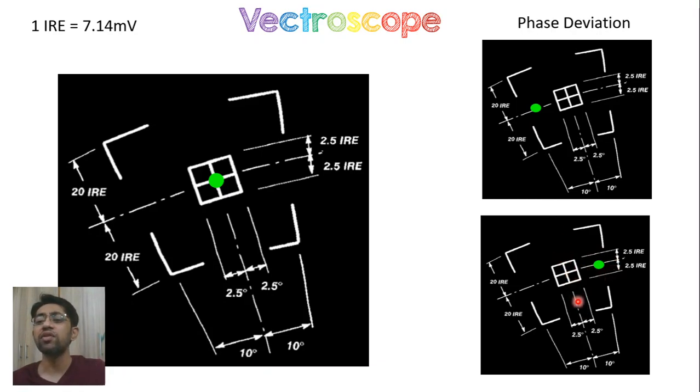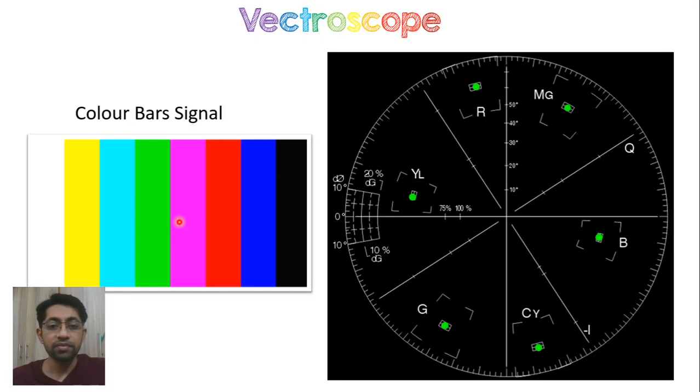So this kind of phase deviation is too much, and that phase deviation is indicated, on the right hand side, by minus 10 degree and on the left hand side by plus 10 degree. So this big box represents plus or minus 10 degree of phase deviation and plus or minus 20 IRE of amplitude deviation. Fine. So let us move ahead.